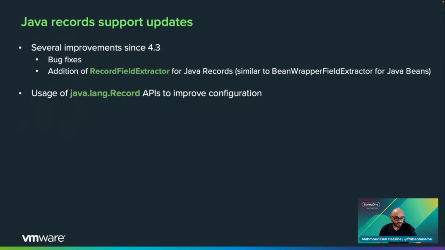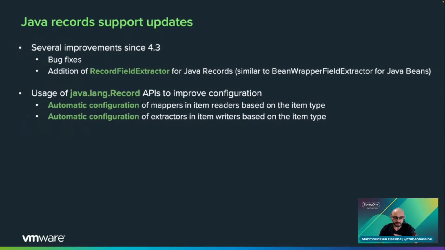What we've added as well is the usage of the java.lang.Record API, which wasn't available in Java 8. So now we removed all the reflection hacks we had to support records in Spring Batch 4, and we fixed the implementation by using the correct APIs. And this also allowed us to add some new features like the automatic configuration of mappers in item readers based on the item type, and also the extractors on item writers, based also on the item type.